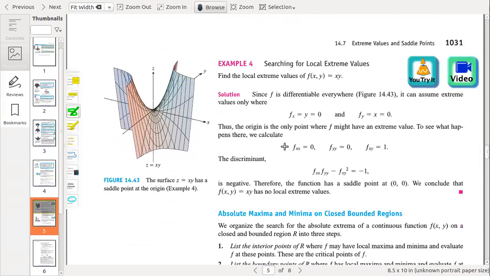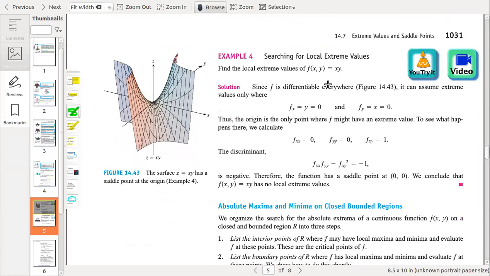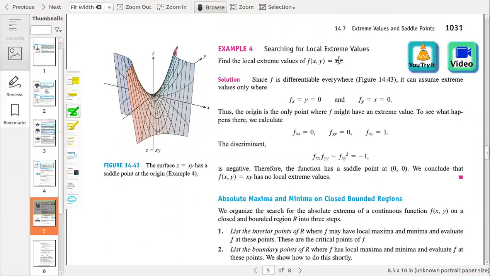And now, searching the local extremum values, how can we search for this one? Find the local extreme values of f(x, y) equal to xy. Since f is differentiable everywhere, it can assume extreme values only where the first partials are zero. So again we apply the first derivative test, partial f over partial x, and the second order derivative, partial f over partial x equal to zero. And this is the Hessian, or the discriminant.